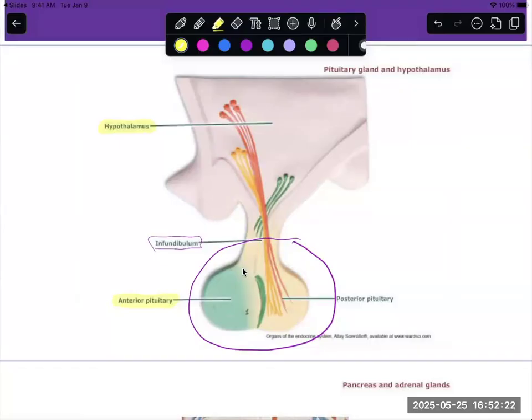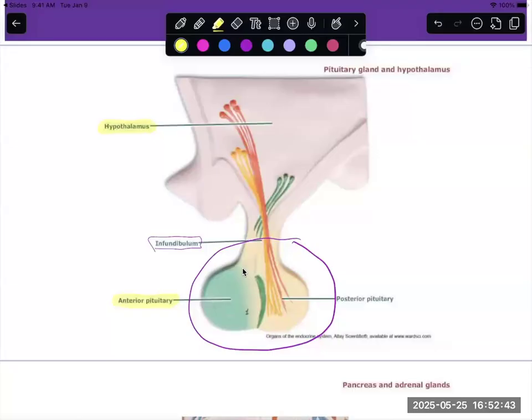The endocrine system likes to work as a chain reaction. One thing causes the next thing, which causes the next thing to occur. The anterior pituitary also produces prolactin, which in women stimulates milk production. We have follicle stimulating hormone and luteinizing hormone.